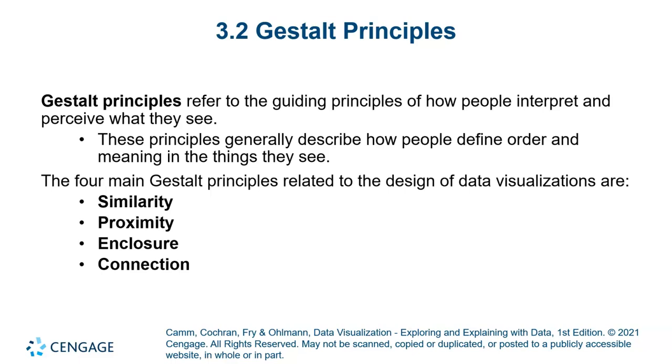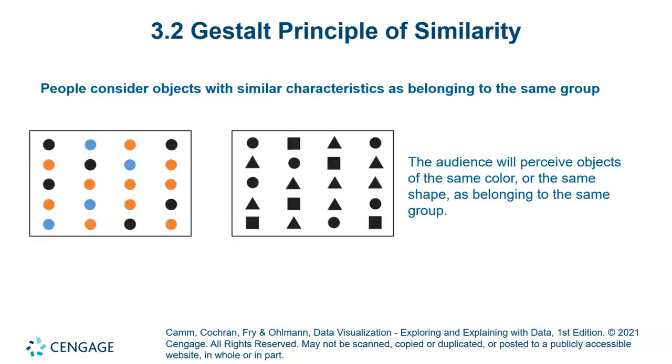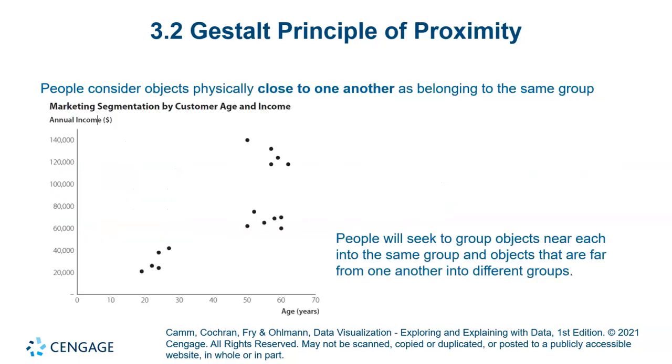One of the most important principles is called the Gestalt principles, named after a German scientist. It refers to the guiding principles of how people interpret and perceive what they see. These principles describe how people find order or meaning in the things they see. The four principles are similarity, proximity, enclosure and connection. So let's see what these principles are. For similarity, you can see similar colors and similar shapes; we group things according to shapes and colors. Proximity means how they are located, in types of clusters and groups.